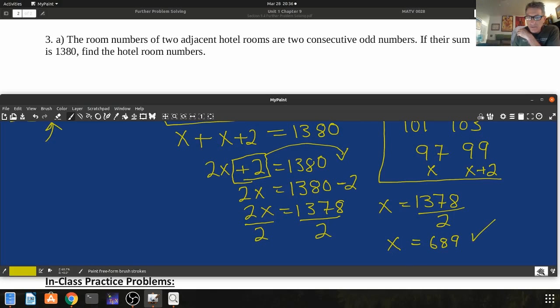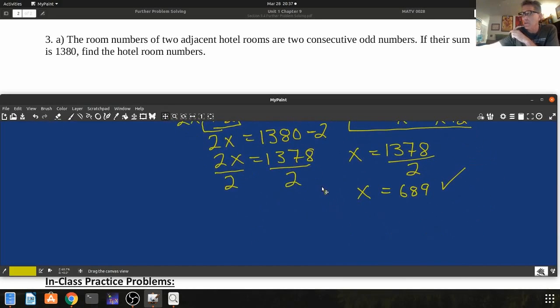And what is my other odd number equal to? Just do it this way. My next consecutive odd number, y, is equal to x plus 2. And when I look at those and I add them up, I will get exactly 1,380. And you can just check.